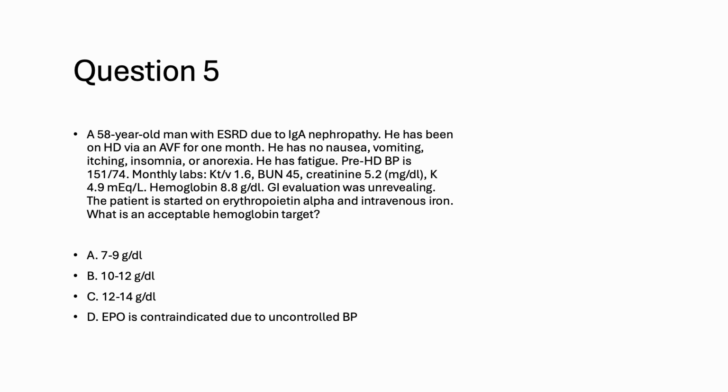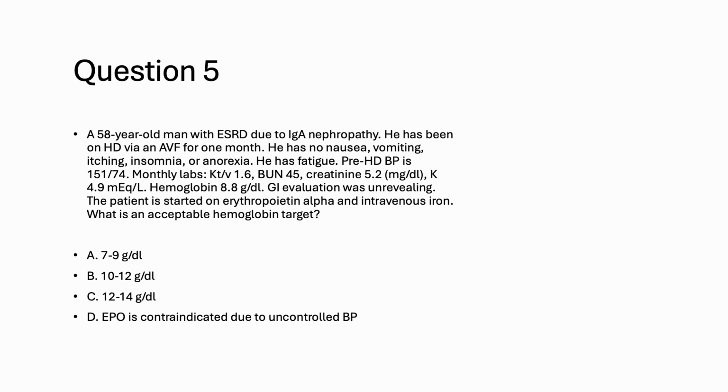He's 58 years old. He underwent GI evaluation. He had EGD and colonoscopy, and there was nothing. The patient is started on erythropoietin, Epogen, and intravenous iron because his ferritin was low, 98, and his iron saturation was 17%. He was started on iron sucrose, 100 milligrams with every dialysis treatment for 10 treatments, and then 50 milligrams per week. And he was started on Epogen, erythropoietin alpha.